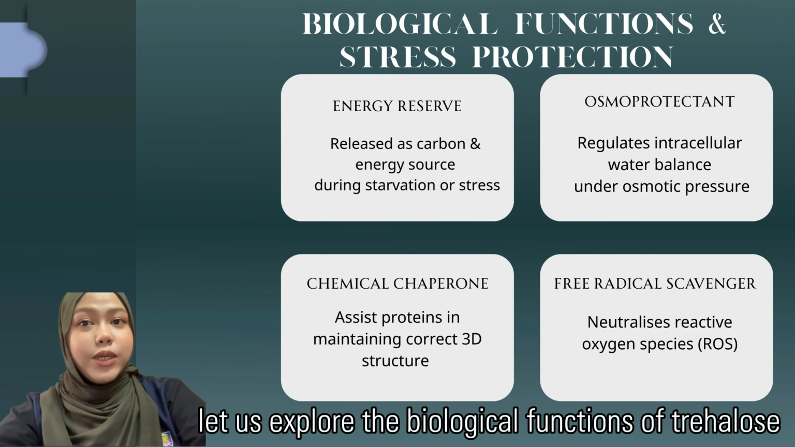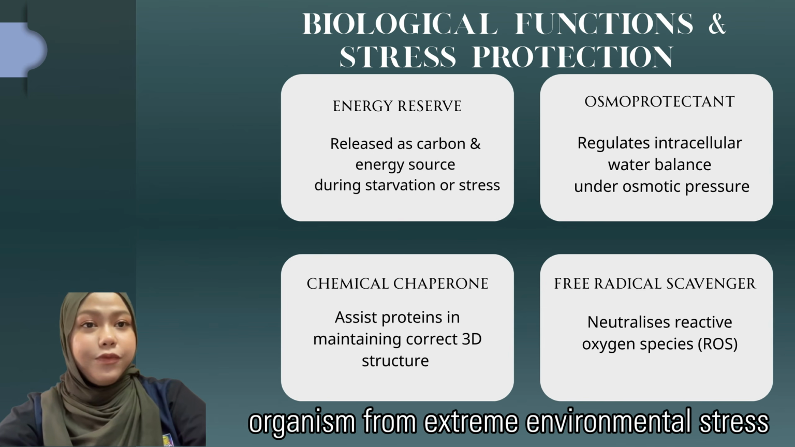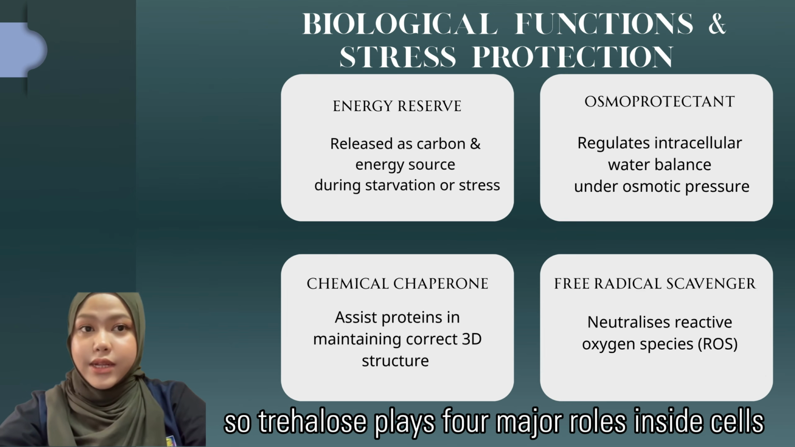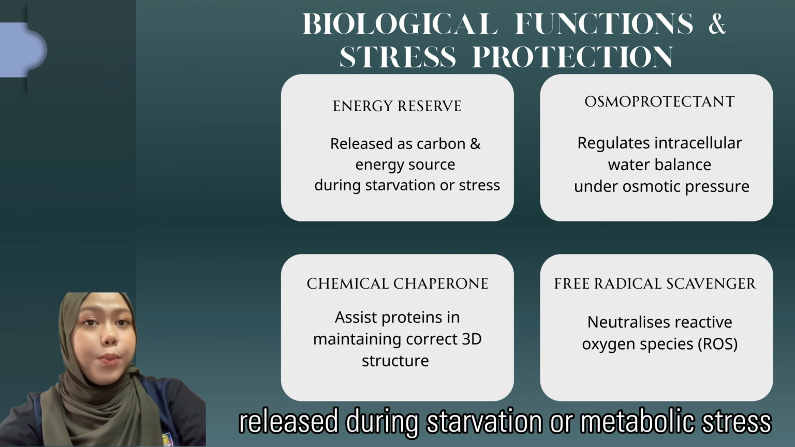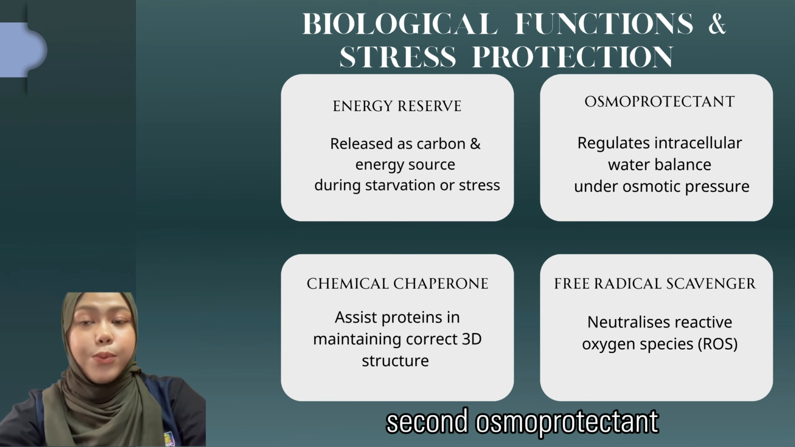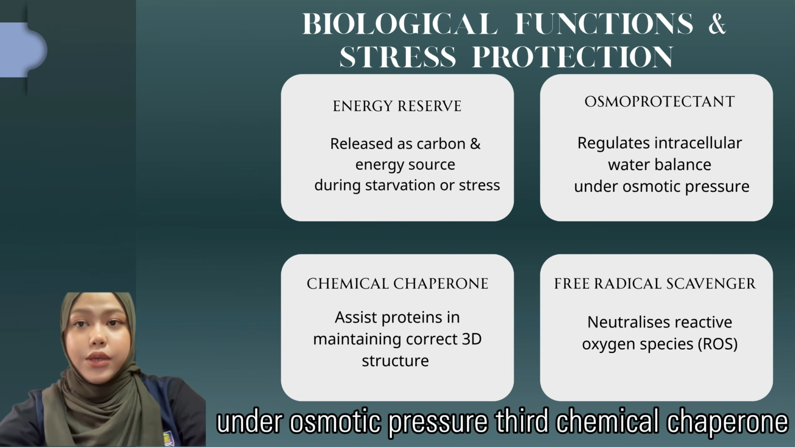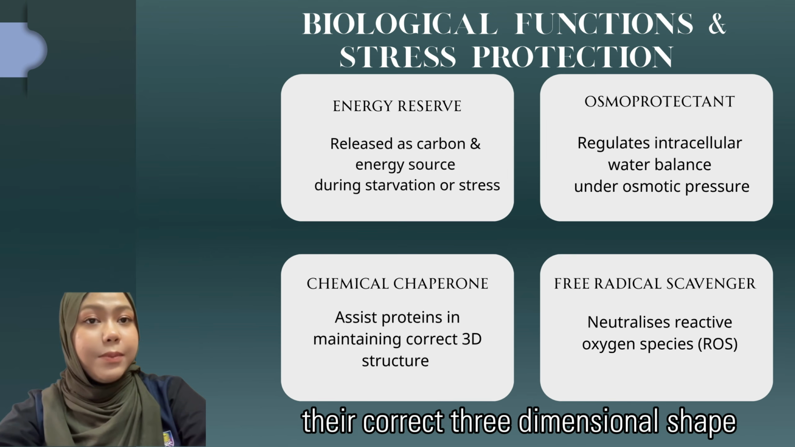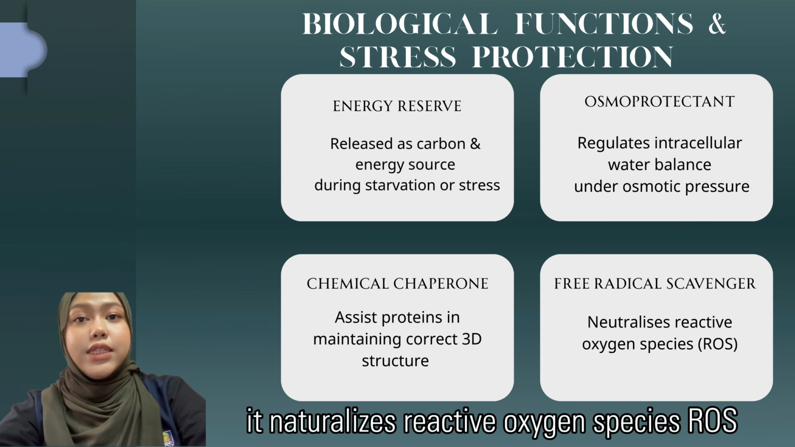Now, let us explore the biological functions of trehalose and how it protects organisms from extreme environmental stress. So, trehalose plays 4 major roles inside cells. The first one, energy reserve and carbon source, released during starvation or metabolic stress. Second, osmoprotectant, it helps cells regulate water balance under osmotic pressure. Third, chemical chaperone, it assists proteins in maintaining their correct 3-dimensional shape. Last, free radical scavenger, it neutralizes reactive oxygen species, ROS.